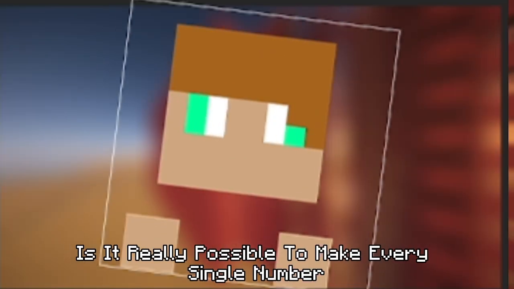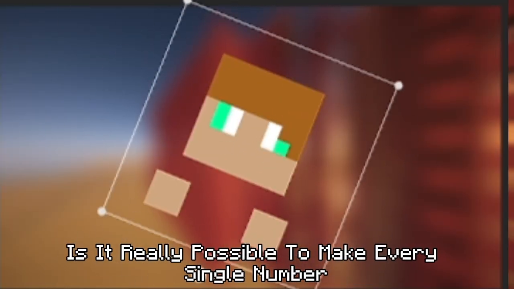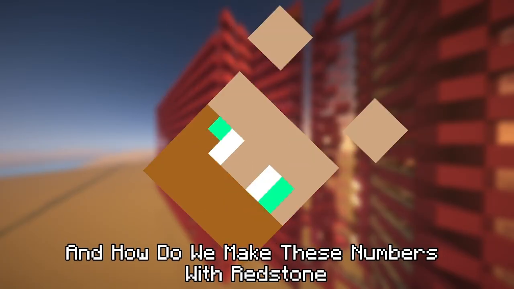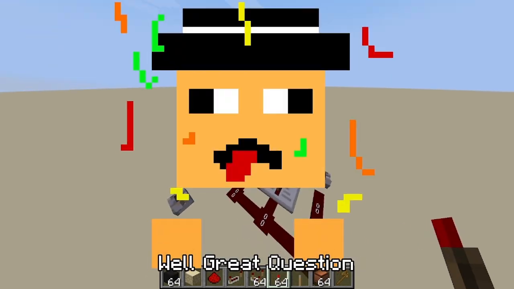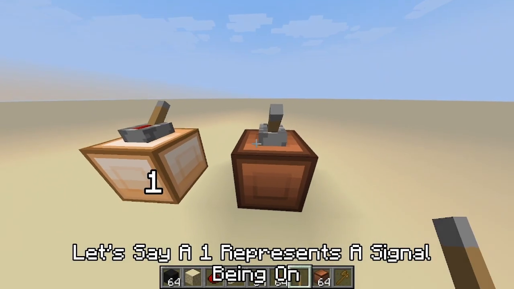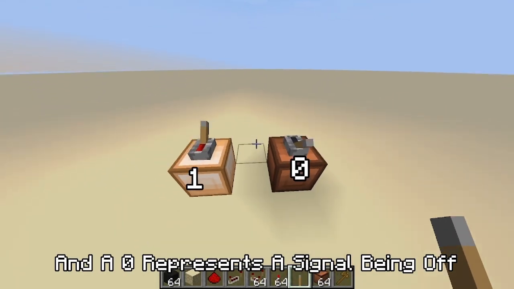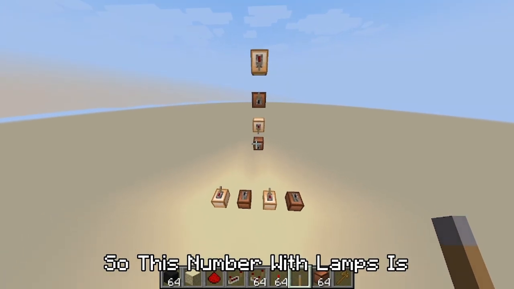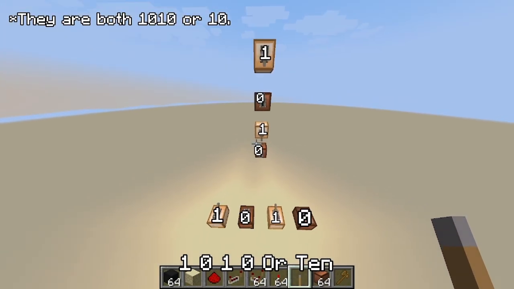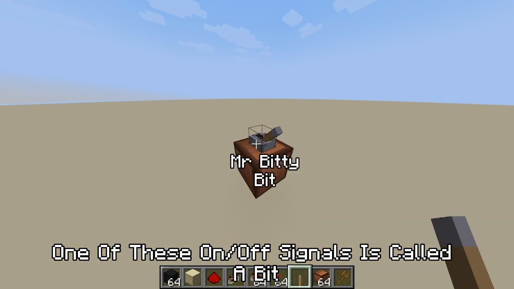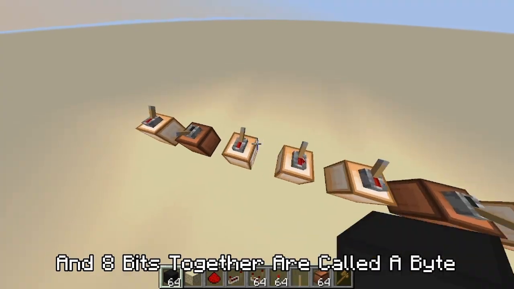But Tophead, is it really possible to make every single number with these systems? Yes, Whitetap. Yes, it is. And how do we make these numbers with redstone? Well, great question. Let's say a 1 represents a signal being on, and a 0 represents a signal being off. So this number with lamps is 1010, or 10. One of these on/off signals is called a bit, and 8 bits together are called a byte.